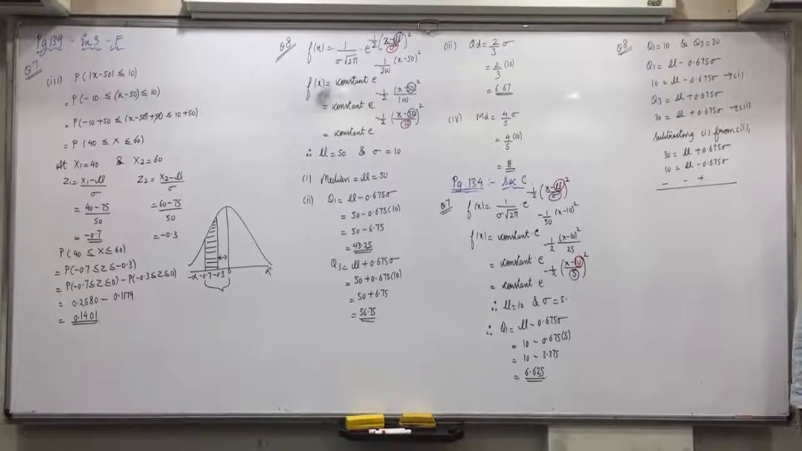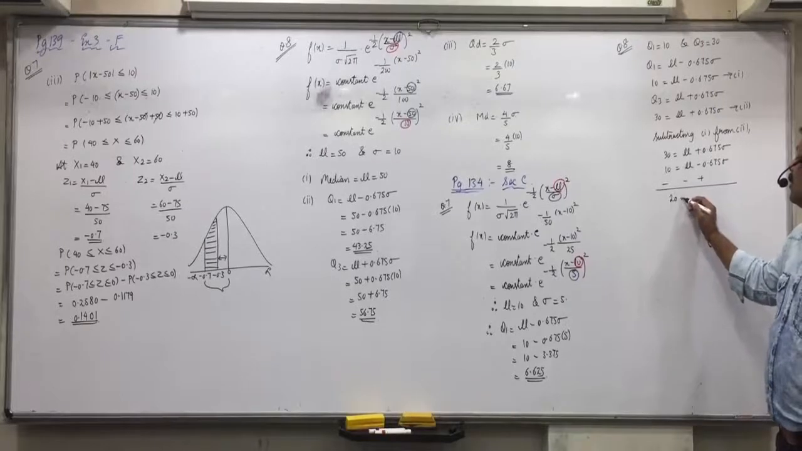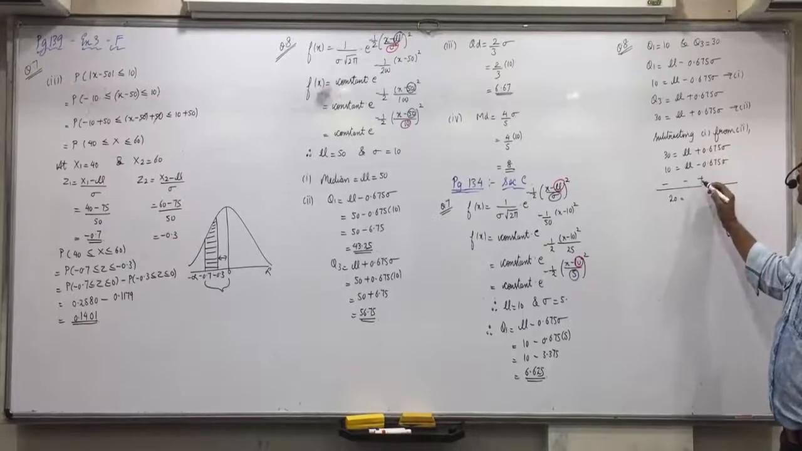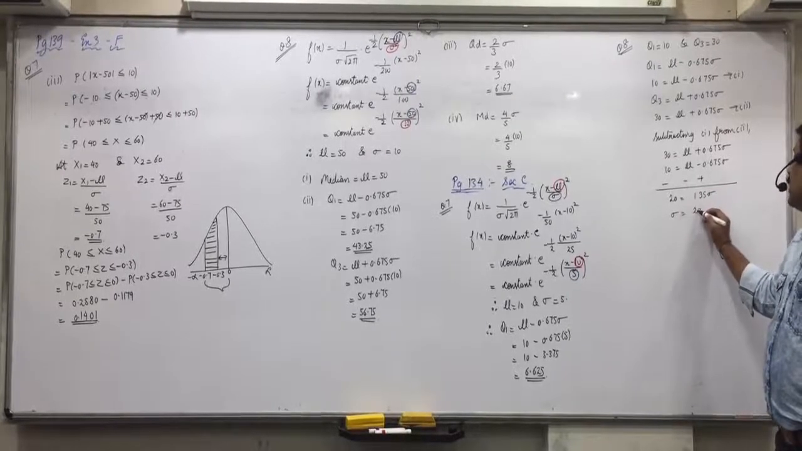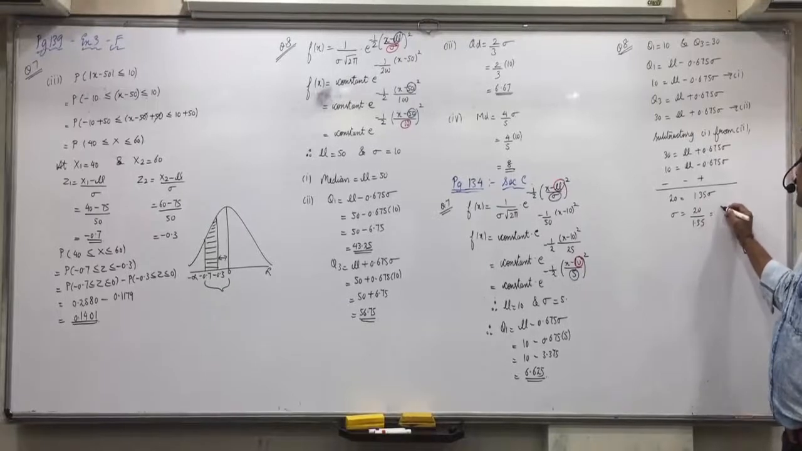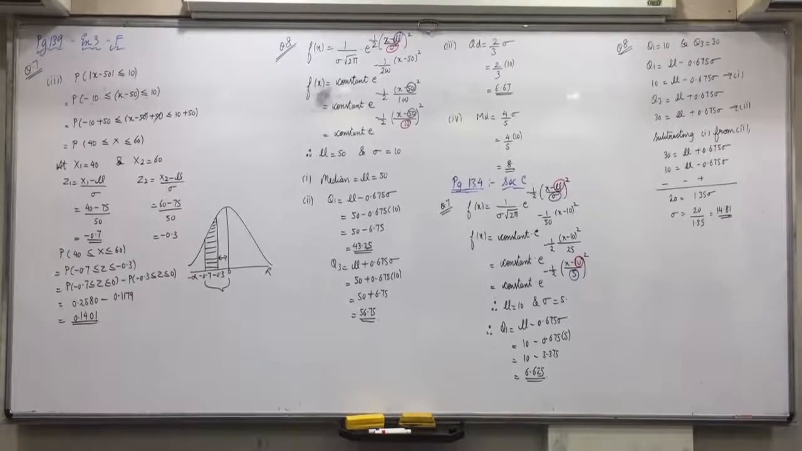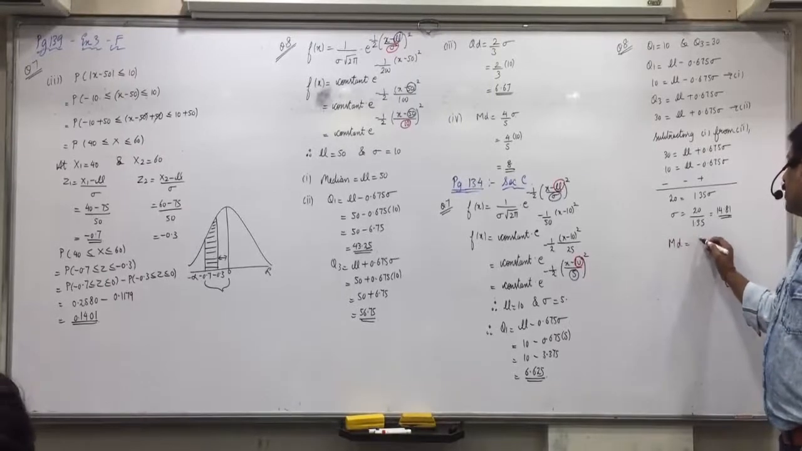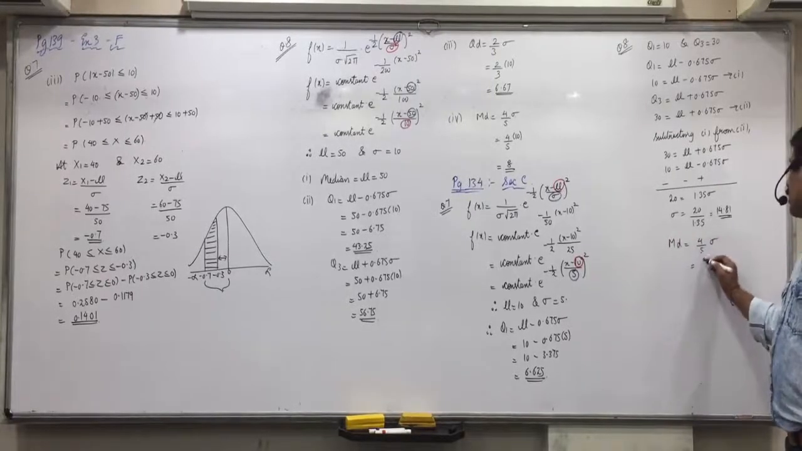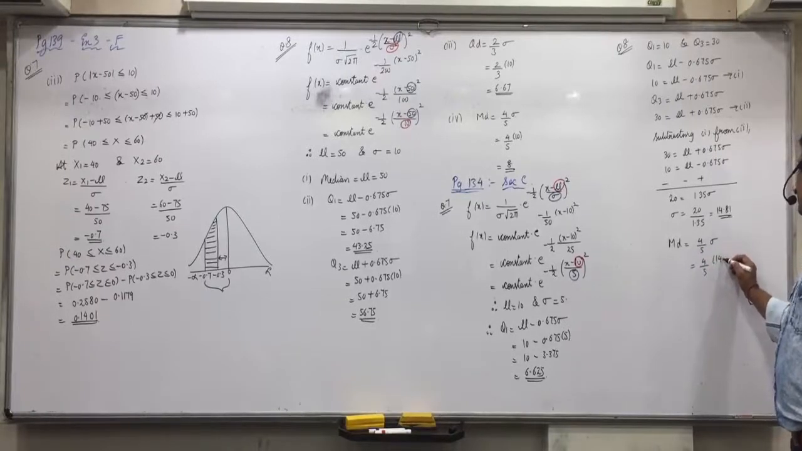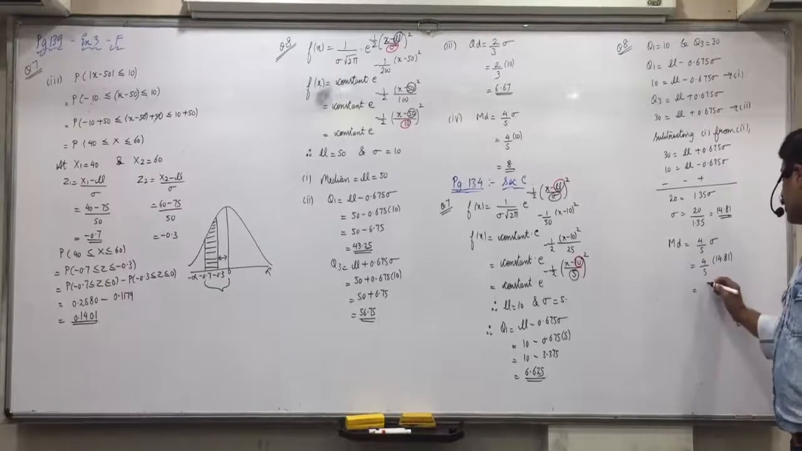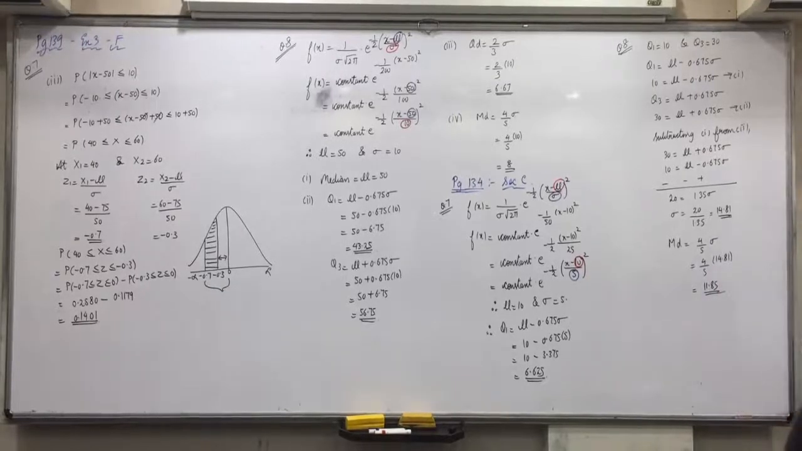Did you understand this? What is 30 minus 10? Mu minus mu cancels. 0.675 plus 0.675. So sigma is 20 upon 1.35, which is 14.81. Any confusions in this? Now mean deviation can be obtained: 4 by 5 sigma, 4 by 5 into 14.81, which is 11.85. Did you understand this?